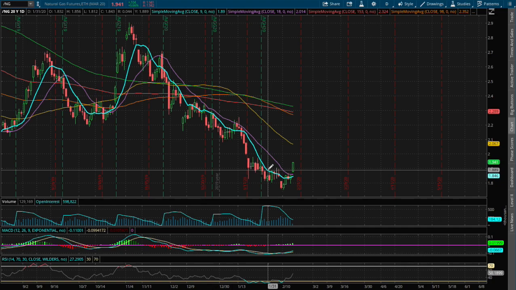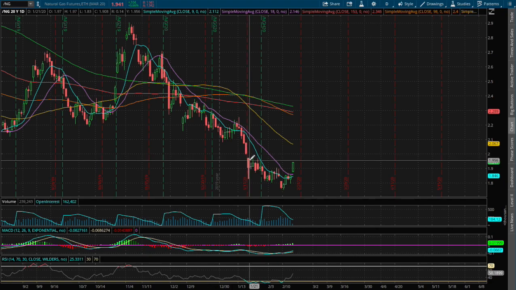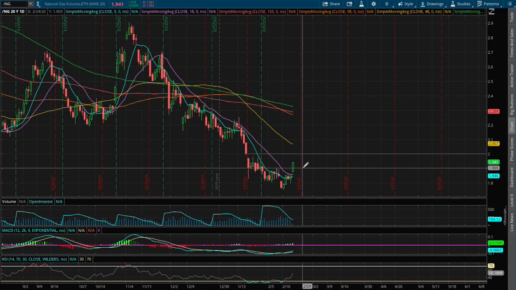However, we do see a possible resistance being the gap down between January 17th and January 21st. So I do see that as a possible resistance at the first moment, and that is around the price of $2. So we still have quite a way to get there.